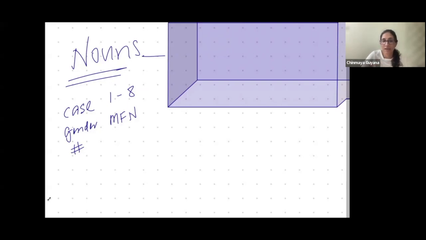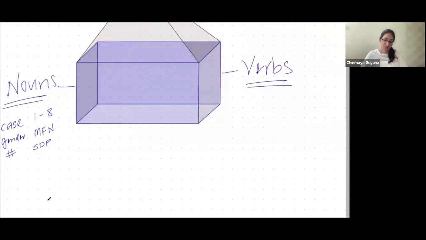Then number. How many numbers do we have in Sanskrit? Sanskrit people invented 0. We have infinite numbers. How many numbers do we have? 3. Singular, dual, and plural. Duality is an integral part of the universe, and so it is built into the language as well. So these are our characteristics of nouns. Now let us go to verbs.